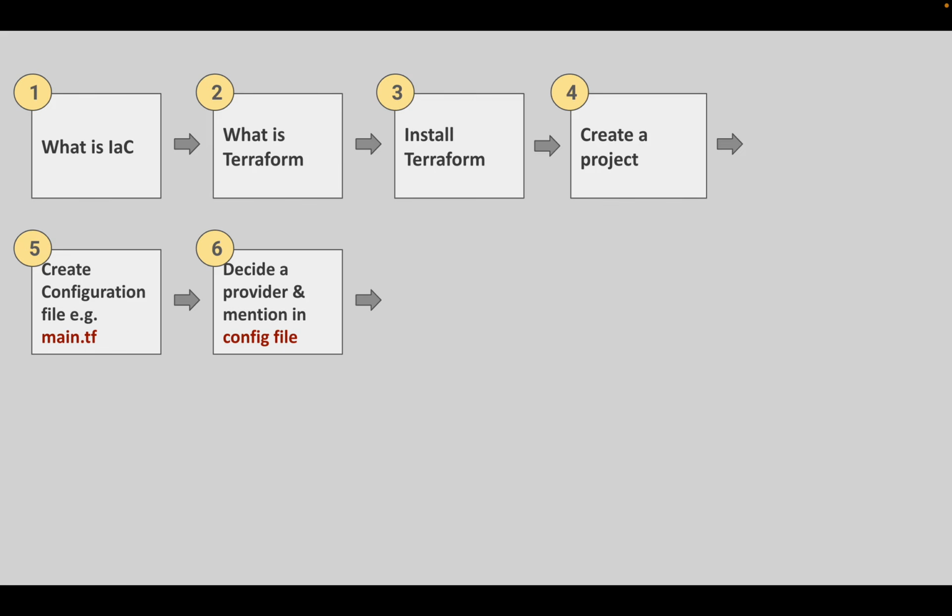So we will decide on our provider. Now here in Terraform we can decide on different platforms like AWS, Azure, Google Cloud Platform, or whatever platform we want to use to create our infrastructure, and all this we will mention in our configuration file. And then we will also mention the infrastructure details in our configuration file.